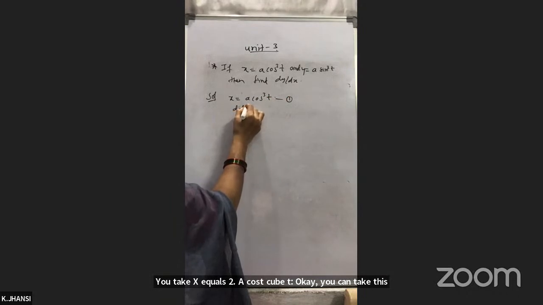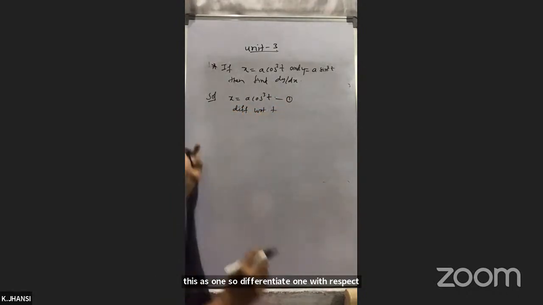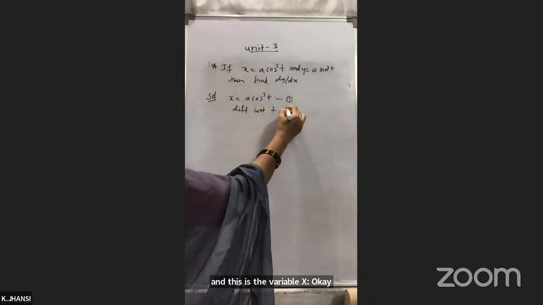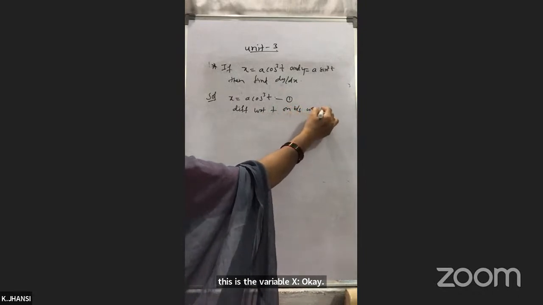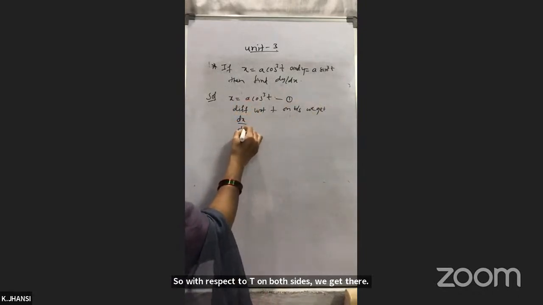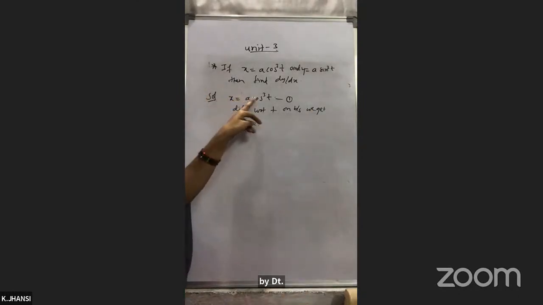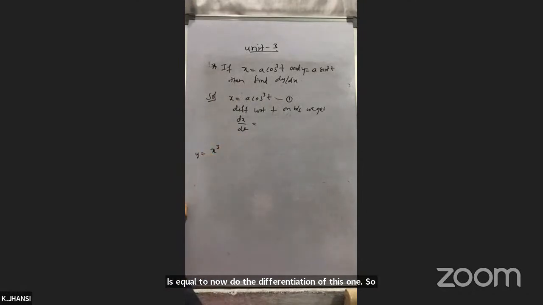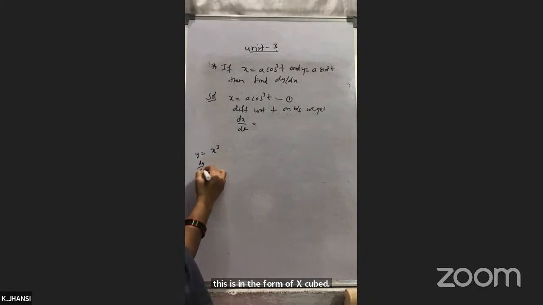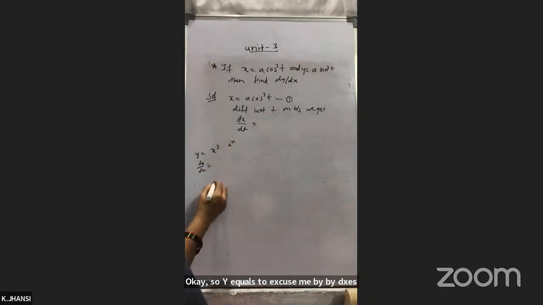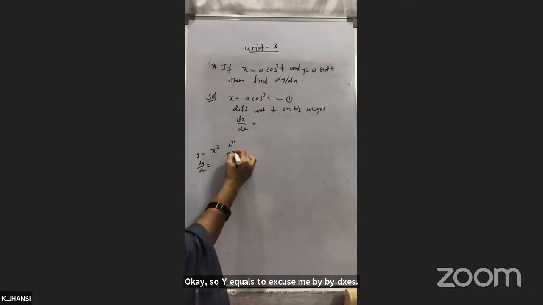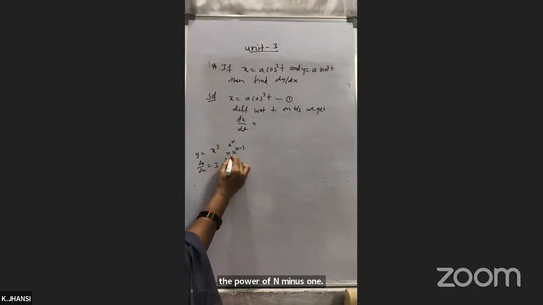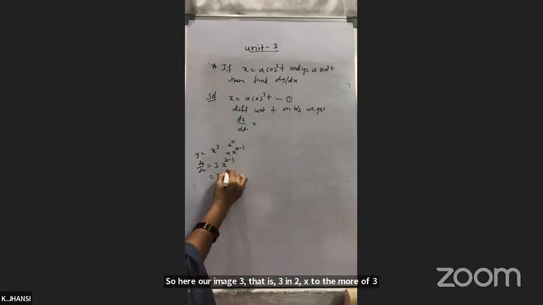So differentiate 1 with respect to t. Here the variable is t, and this is the variable x. Okay, so with respect to t on both sides, we get dx by dt equals the differentiation of this one. This is in the form of x cube. So x to the power of n differentiation is n into x to the power of n minus 1. Here our n is 3, that is 3 into x to the power of 3 minus 1, that is 3 into x square.